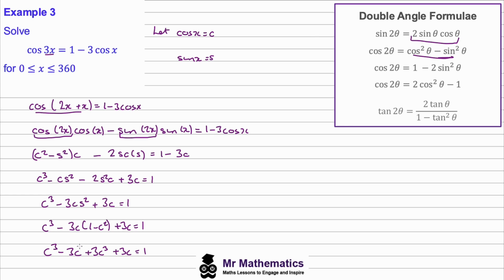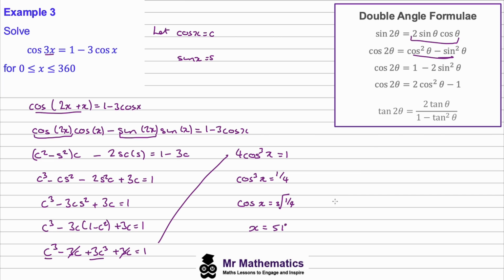Now you can see this negative 3c will cancel with that one. So we've got cos cubed plus 3 cos cubed will equal 1. Cos cubed, we'll divide both sides by 4, will equal a quarter. We'll take the cube root of both sides. That will give us the cube root of 1 quarter. We'll take the arc cos of both sides, and we get x is approximately 51 degrees.